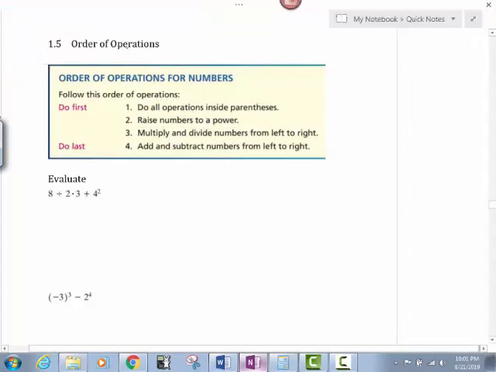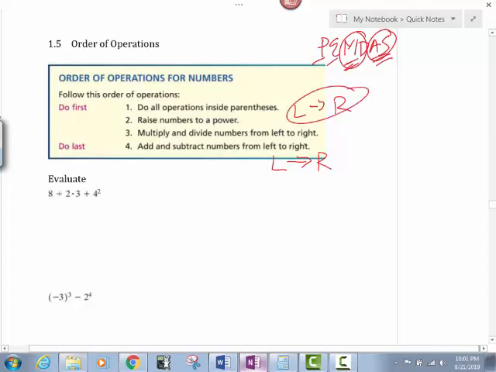And the third one says we're going to multiply and divide numbers as we go from the left to the right. And the same thing with adding and subtracting. We're going to add or subtract as we go from the left to the right. So many of us probably learned this as PEMDAS, or please excuse my dear Aunt Sally, but there's our parentheses, here's our exponents, here's our multiplying and dividing, here's our adding and subtracting. The one thing that I do want to mention about the multiplying and dividing and the adding and subtracting, it's not always multiply then divide. It's whichever one comes first from left to right.